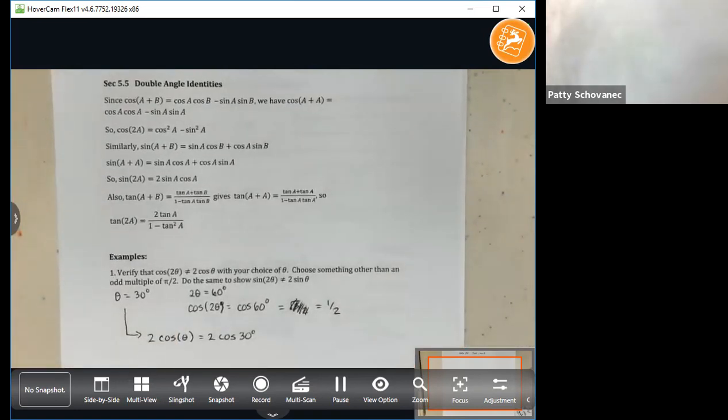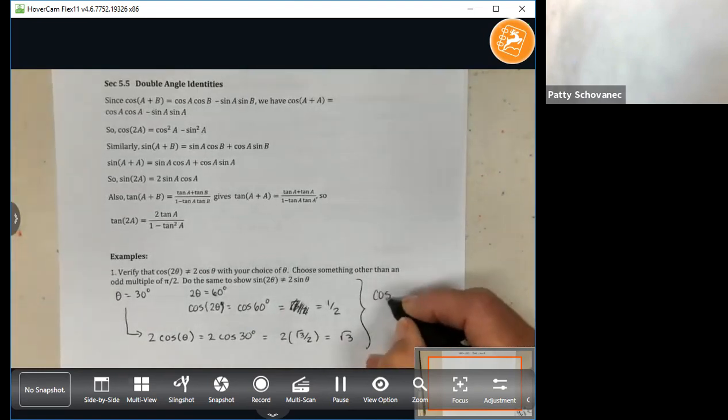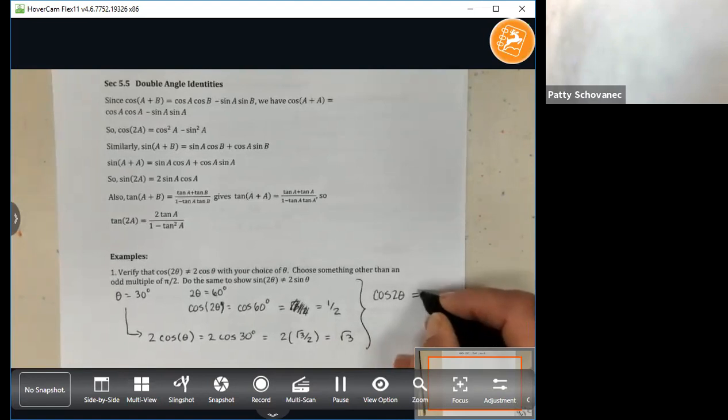30 degrees is pi over 6. Cosine of pi over 6 is the square root of 3 over 2. So 2 times the square root of 3 over 2 simplifies to the square root of 3. And so notice that the cosine of 2 theta is not equal to 2 times the cosine of theta.